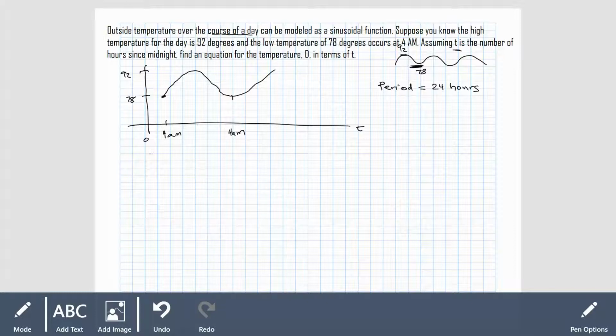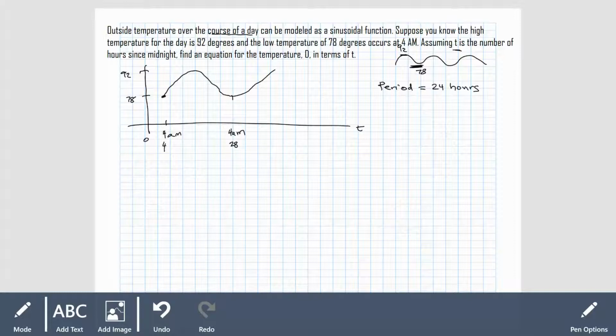A full 24 hours would have gone by as we go through here. If you want to think of this in terms of T, where T is the number of hours since midnight, this is going to be 4 a.m. here. The next 4 a.m. is going to be 24 hours later, so this is going to be at 28, if you want to think of it that way. So we've done a full period.